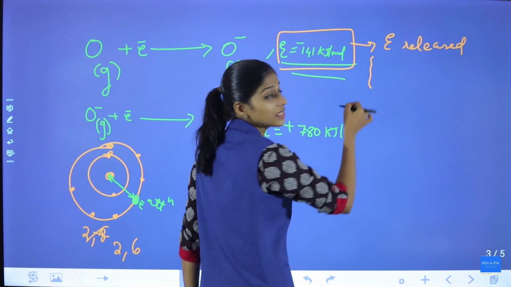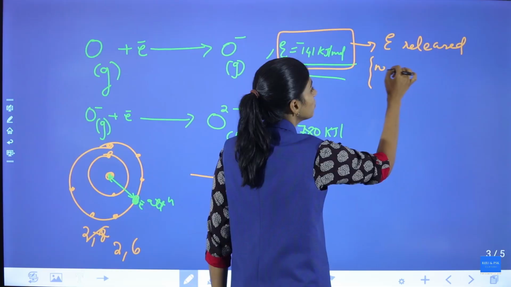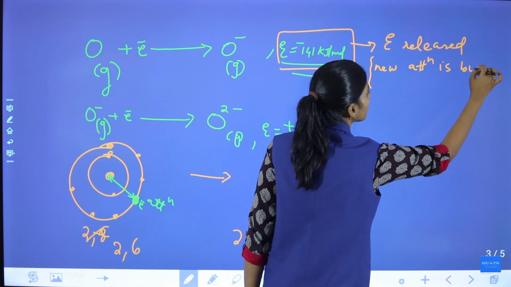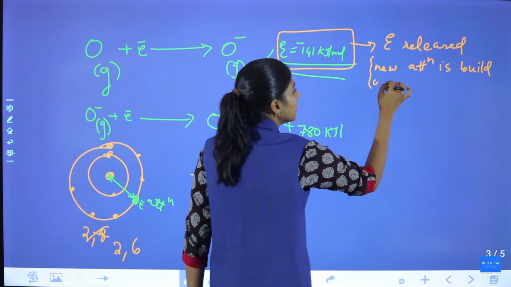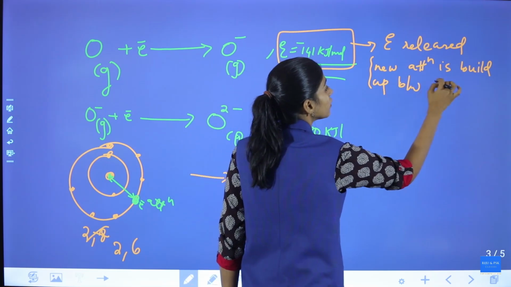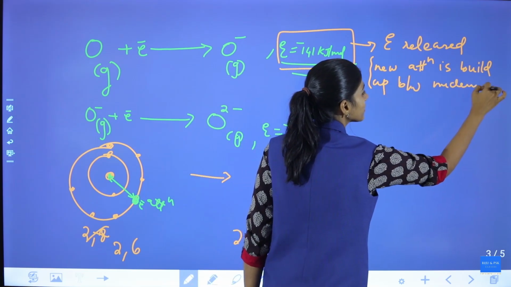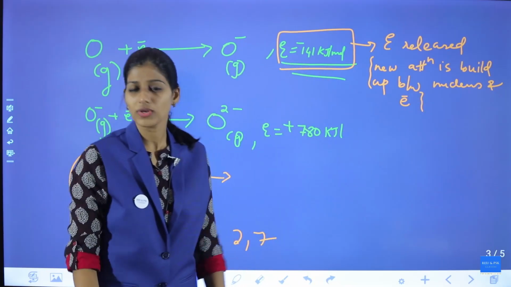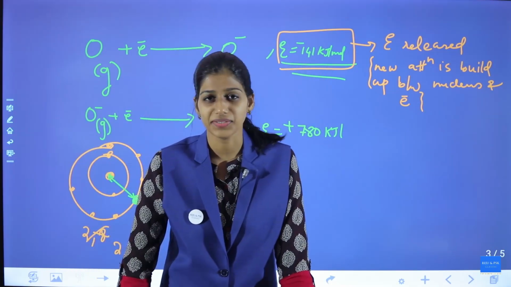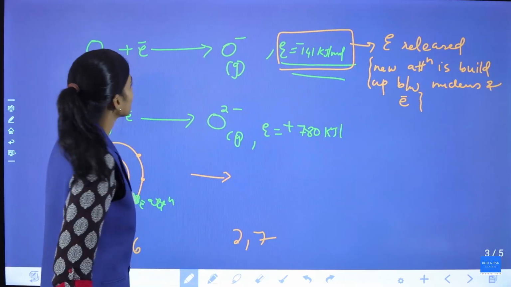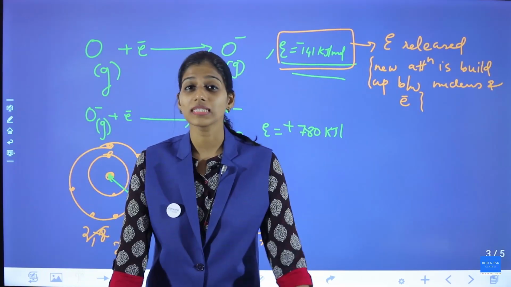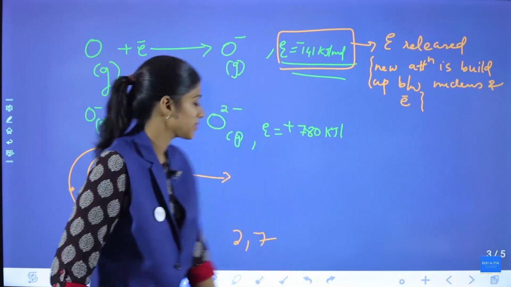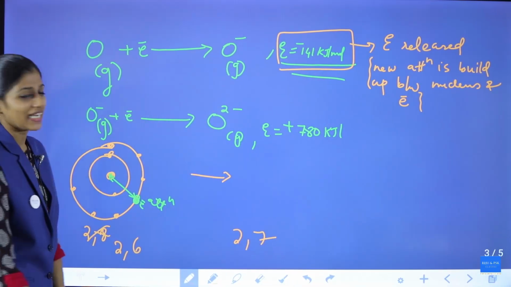What is the reason behind it? Because a new attraction is built up between the nucleus and the electron which is just added. Attraction always releases energy. So the first electron gain enthalpy for the oxygen atom is negative. Is the reason clear? Now let's see the second process.